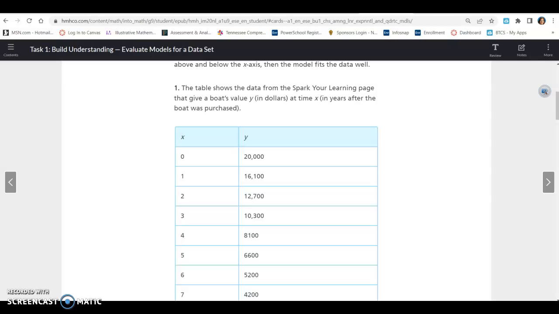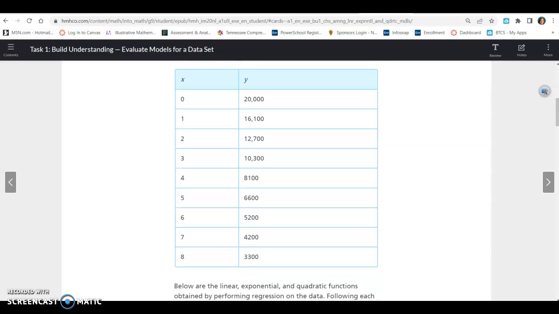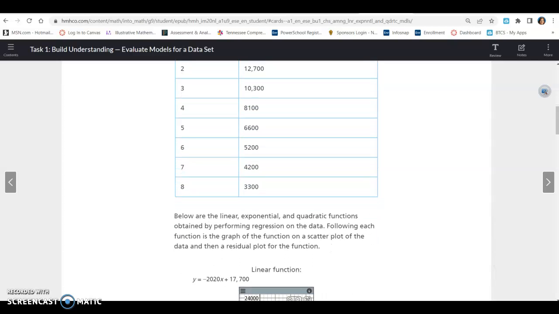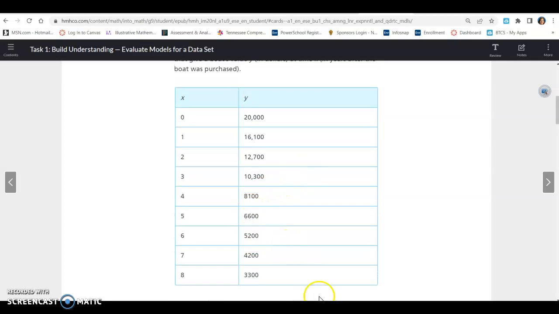All right, so the table shows the data from the Spark Your Learning page that gives a boat's value, y in dollars, at time x in years after the boat was purchased. So we are given a table of values, and it says below are the linear, exponential, and quadratic functions obtained by performing regression on the data. Following each function is the graph of the function on a scatter plot of the data, and then a residual plot for the function.